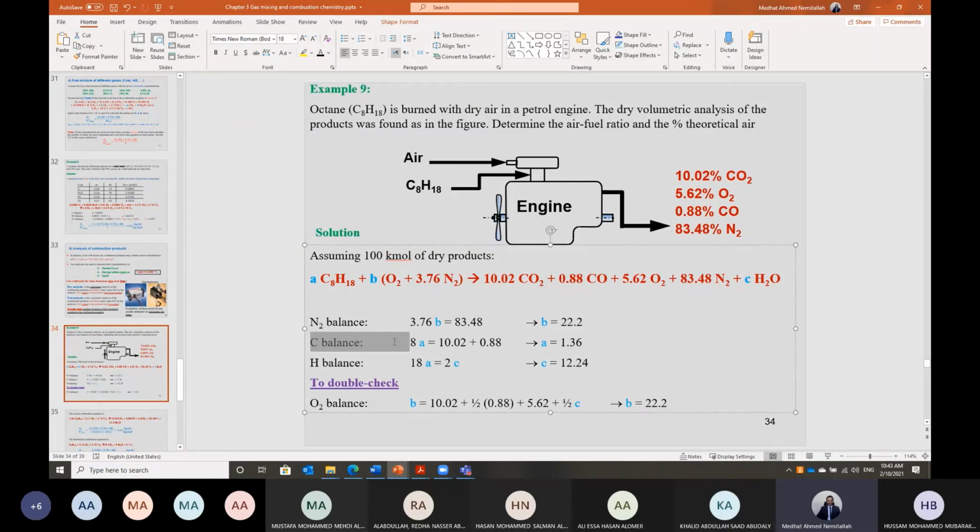Like this, we can make a balance for carbon. We can get the constant A, which is the number of kilomoles of fuel, 1.36. And we can make the hydrogen balance to get the constant C, which is the number of kilomoles of water vapor in this case. It will be 12.24. I prefer doing this to double check with the fourth element. We have O2, we can make the O2 balance, then we can double check the value of B. If B equals the same value that I have calculated, then my solution is correct in this case.